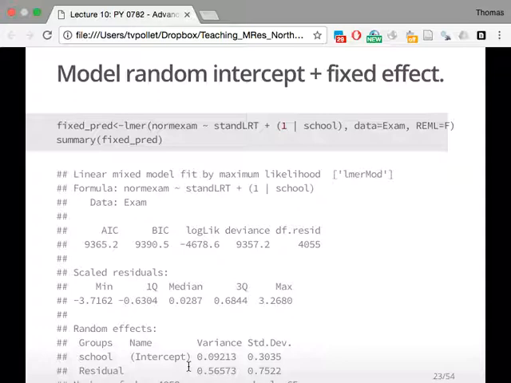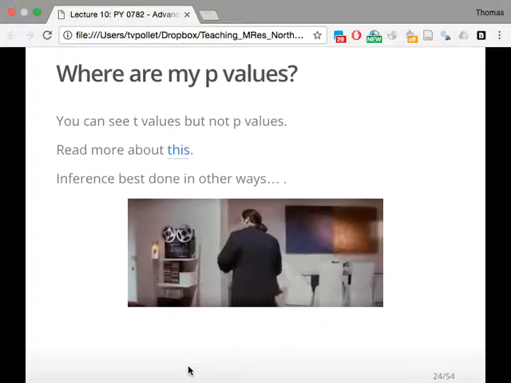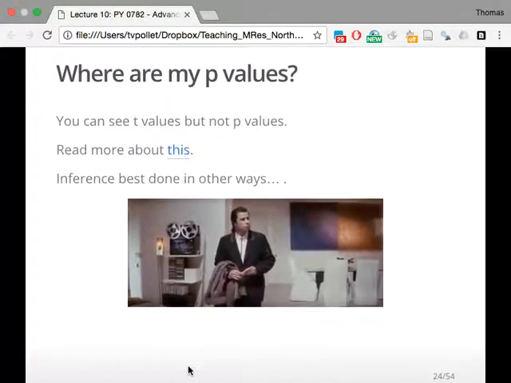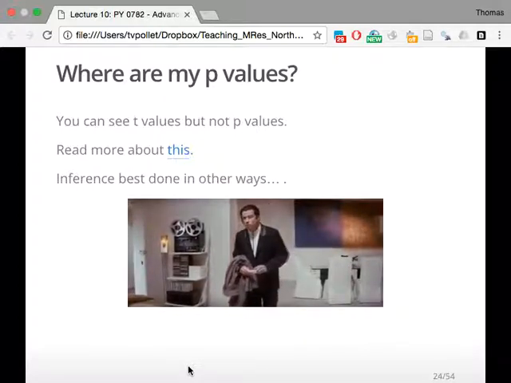It will again print the output, but it will print the fixed effect estimate and the t value, but it won't print the p value, because what we're going to do is compare this model to the other model in terms of AIC, BIC. So these are the AIC, BIC, so you could look at those already and see what's going on. And you can again look at the residuals, and you can again see what's happening to the variance at school level. So you can see the t values, but not the p values. And inference is best done other ways. So I would have loved to have p values as well, but they decided against it.